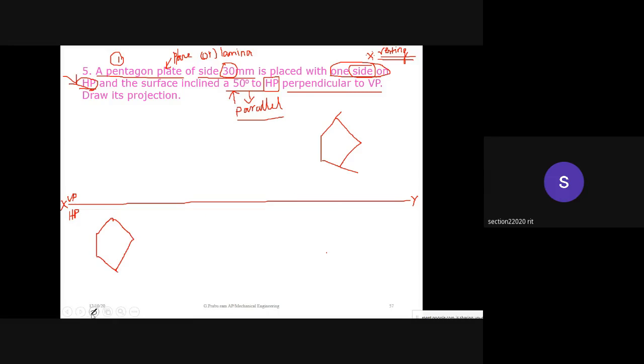Yeah, I couldn't erase the unneeded line here, so I'll draw it again. So I'm having a pentagon. Okay. So how to find the center in the pentagon is somewhat different from other planes.